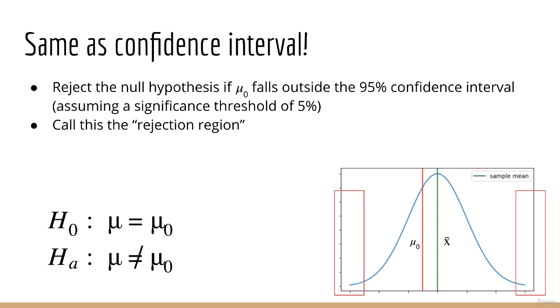Remember that there's 5% of probability mass that I want to consider highly improbable. That's 2.5% on the left and 2.5% on the right. If this mu naught falls into either of those regions, either on the extreme left or the extreme right, I will reject the null hypothesis. This area where I can reject the null hypothesis is called the rejection region.